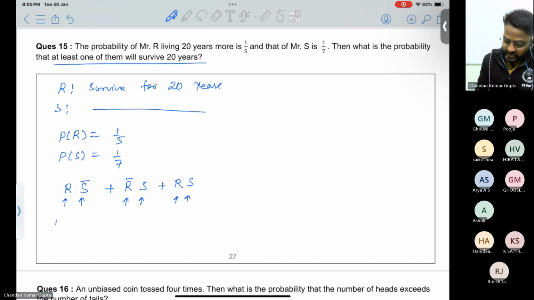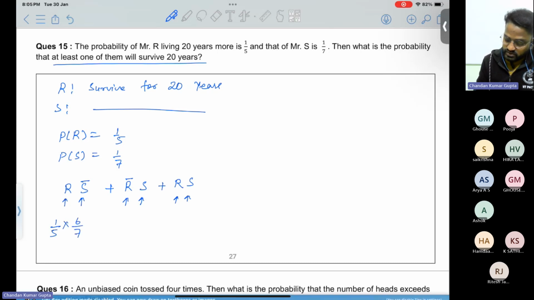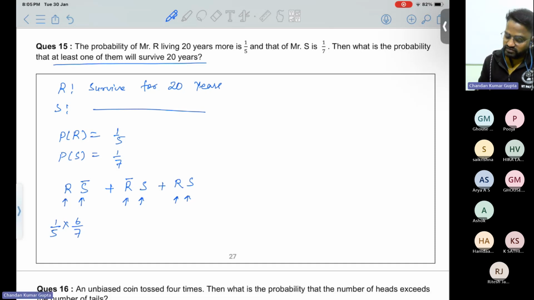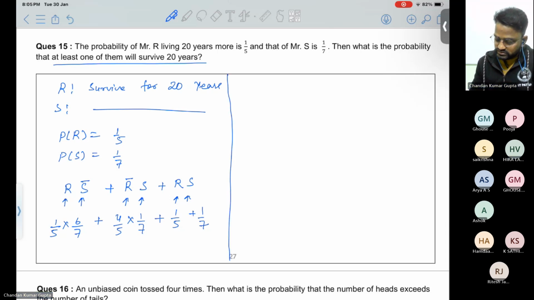Person R will survive with 1 by 5, person S will not survive with 6 by 7, because the probability of survival for person S is 1 by 7, so the probability of not surviving is 1 minus 1 by 7, which is equal to 6 by 7. Similarly, for R not surviving it's 4 by 5 into 1 by 7, and plus for both it's 1 by 5 into 1 by 7. Is it clear or not? If not, I will solve this with another approach.